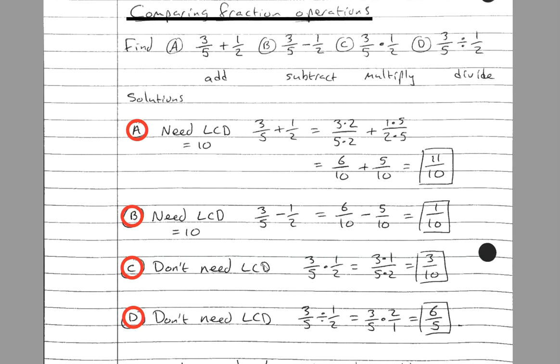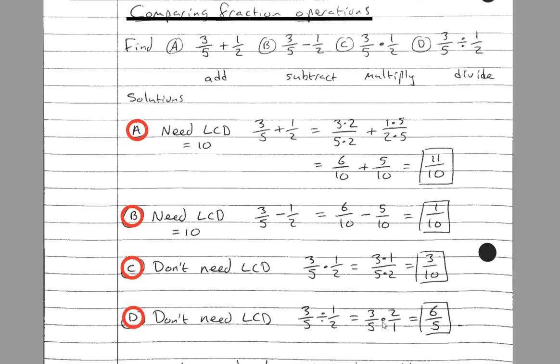Now for multiplication and division, you don't need an LCD. We don't need to put the fractions over 10. When we're multiplying, it just goes straight across. We don't have to write this as 6 over 10, 5 over 10. That wouldn't be wrong, but you're working too hard. You just go straight across. So 3 over 5 times 1 over 2 is just 3 over 10.